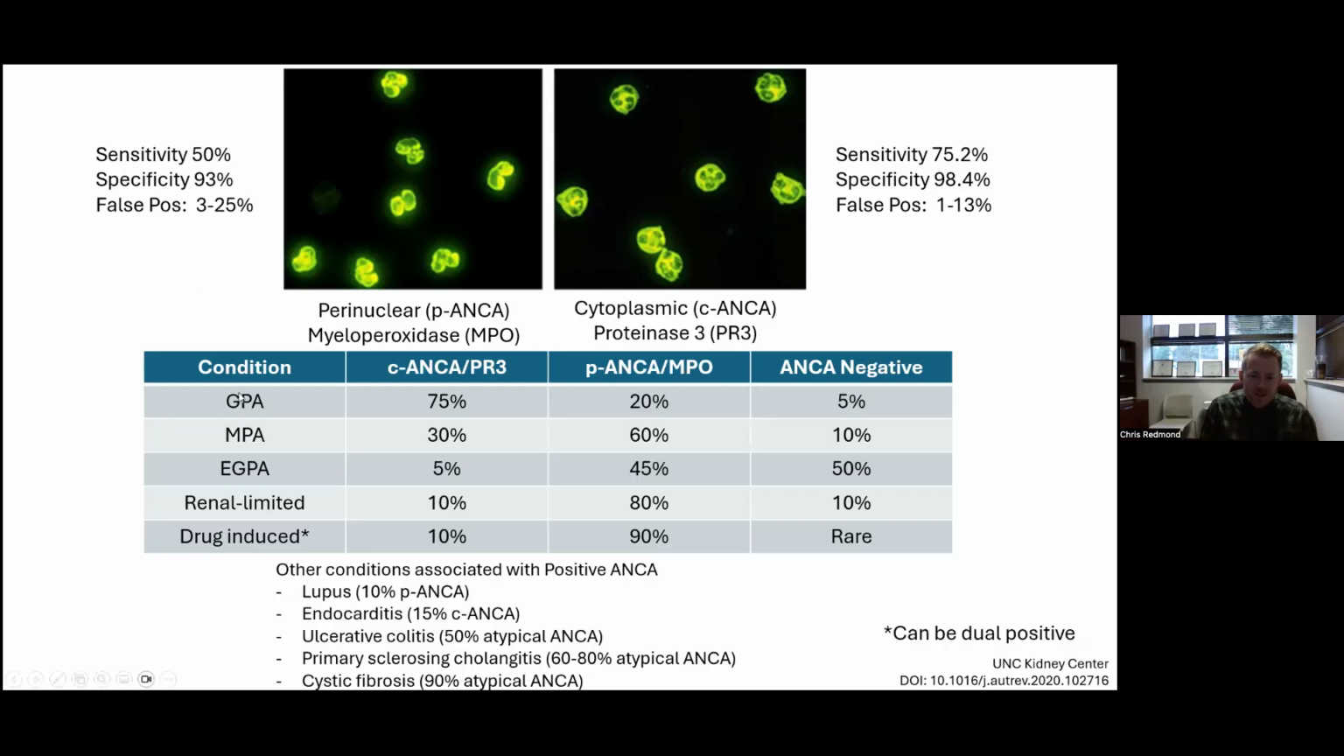So if you look at GPA, the majority of those are associated with C-ANCA or PR3 positivity. You can have MPO as well, and sometimes you can have negative. Microscopic polyangiitis is typically more MPO positive, again with a slightly higher negative rate.